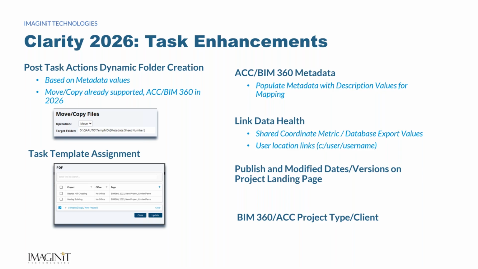Link data help, we've added a few new metrics to know about shared coordinates, and to know if there's a location link that is somewhere that you don't expect, like see user username. On the project homepage, we've now added a publish and modified date and version, and not just the modified date and version, so it can be evident and more understandable what is the published date and what is the modification date of your models.